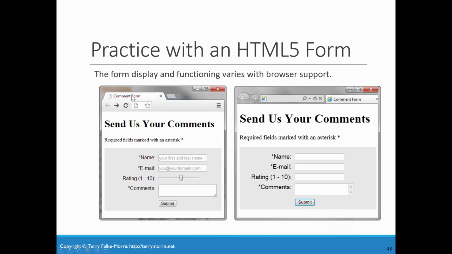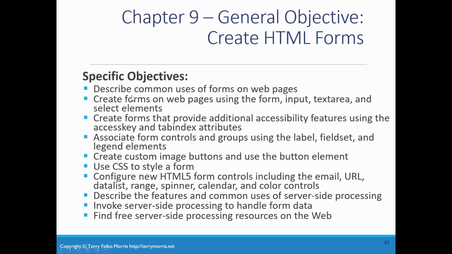So, practicing with the form. Practice makes perfect. You're never perfect, but practice makes better. So in this chapter, we had about a dozen objectives. We described some common uses for forms. We created forms. We looked at the form tag, the different input tags. We looked at a text area. We did a select with option for the drop-down. We looked at accessibility, mainly through the use of the label for equals. I showed you quickly the field set and legend.